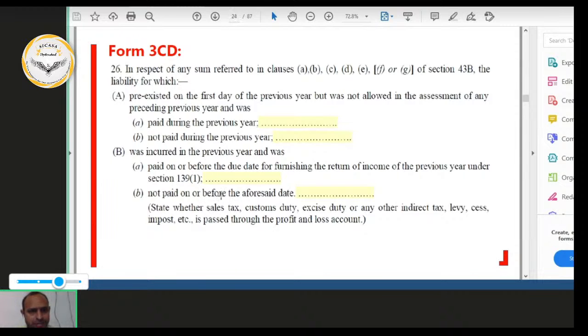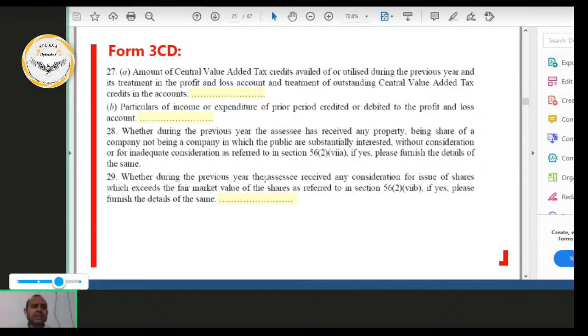Okay. Then the next one is 27, amount of SENVET availed or utilized. Of course, because of GST, this 27A is redundant now, because we will report directly in clause 44, that is GST related. Of course, GST is also for the current year, it is kept in abeyance.